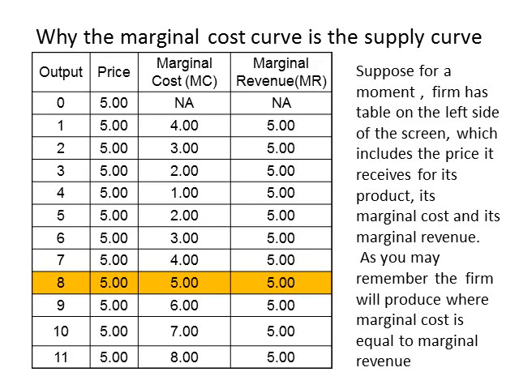Suppose for a moment that a firm has a table on the left-hand side of the screen which includes the price it receives for the product, the marginal cost, and the marginal revenue. As you may remember, the firm will produce where the marginal cost is equal to the marginal revenue, in this case at $5.